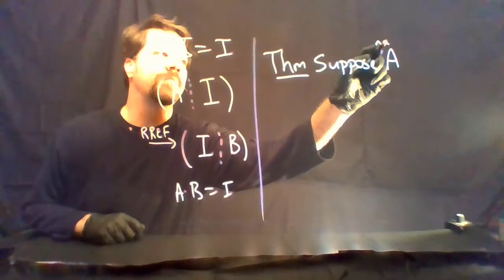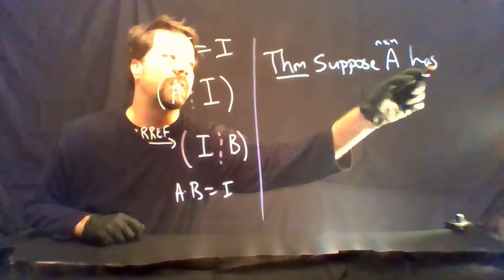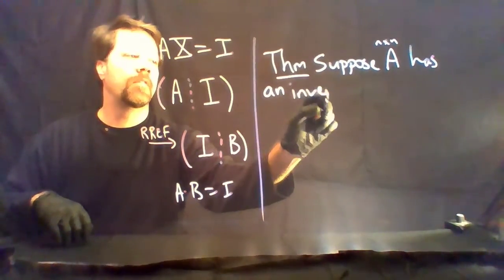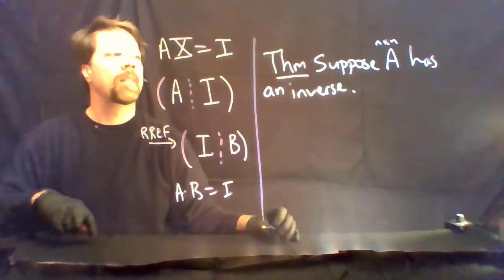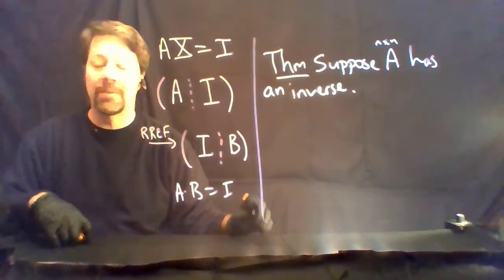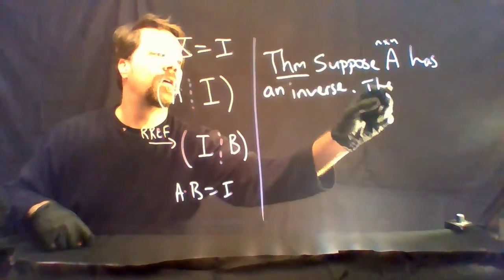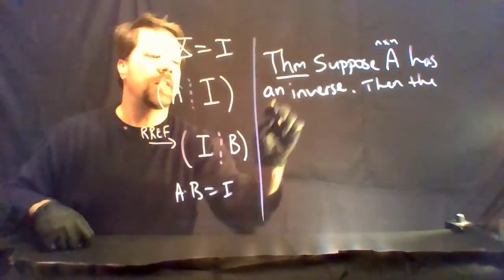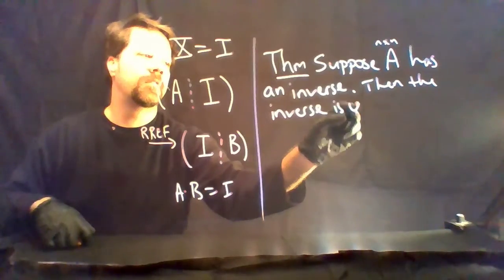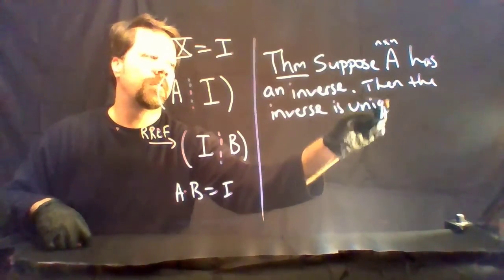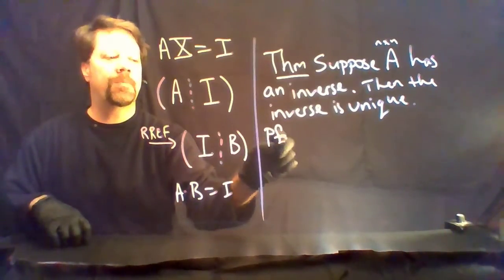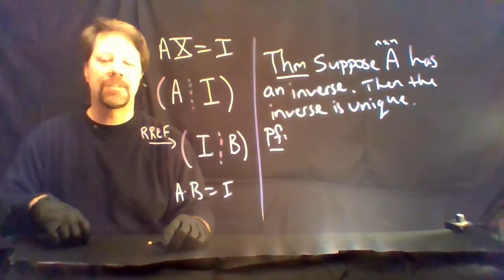If an invertible matrix has an inverse, we're going to show that it has only one. Then the inverse is unique, so there's only one. The proof is typical of uniqueness proofs.